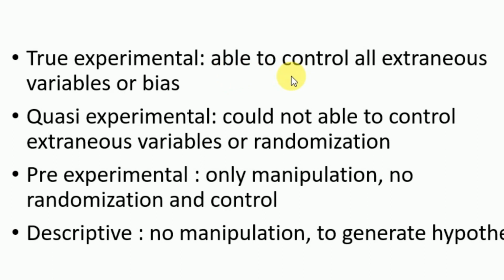In true experimental, all three characteristics are present: manipulation or intervention, randomization and control. In quasi-experimental, intervention and either randomization or control group. In pre-experimental, only manipulation is there, with no randomization or control. And in descriptive, there is no manipulation. The main aim is to generate hypothesis.